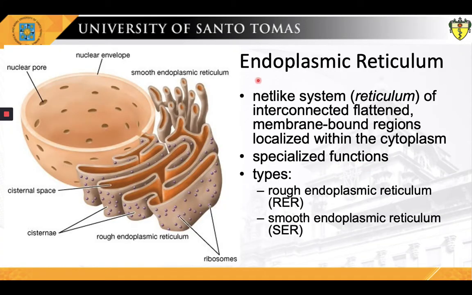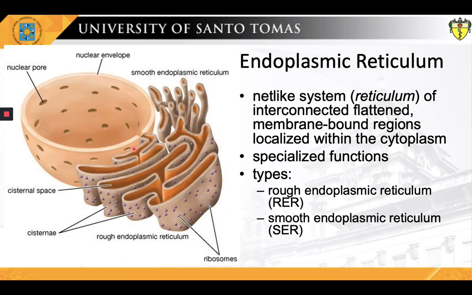Let's now look at the endoplasmic reticulum. The endoplasmic reticulum is a net-like system, or reticulum, of flattened, membrane-bound regions localized within the cytoplasm. Unlike the nucleus and mitochondria, the endoplasmic reticulum is not a singular, highly ordered entity, but an irregular and interconnected array of membranous vesicles. It is part of the endomembrane system. The basic structure and composition of the ER membrane are similar to the plasma membrane.